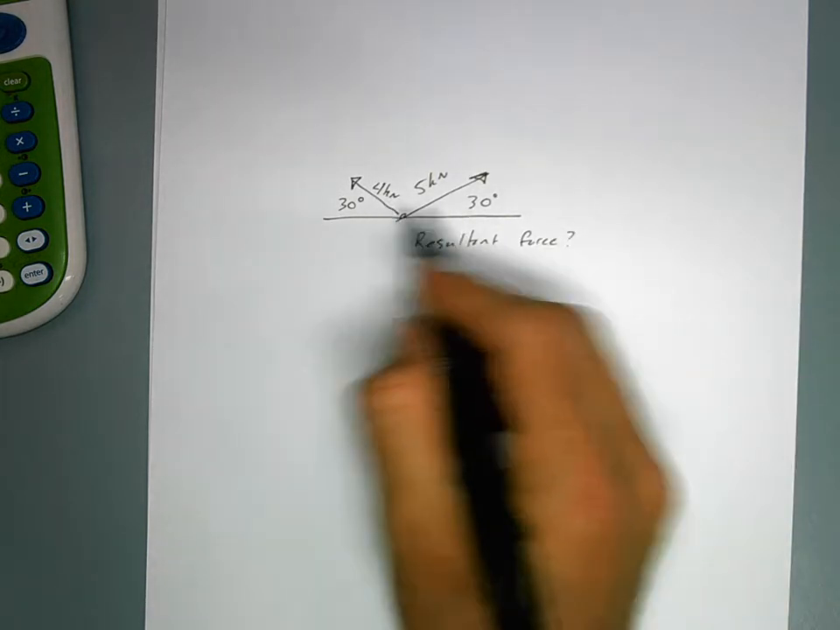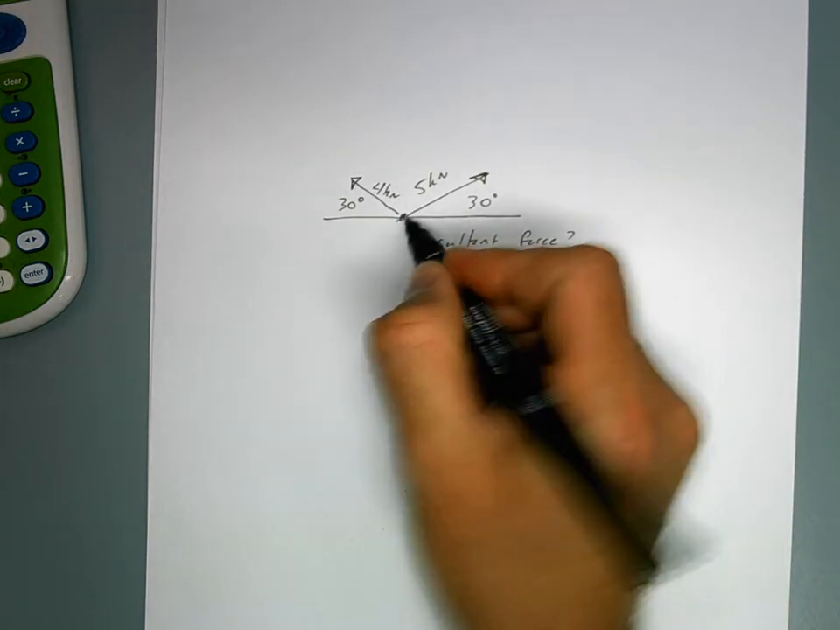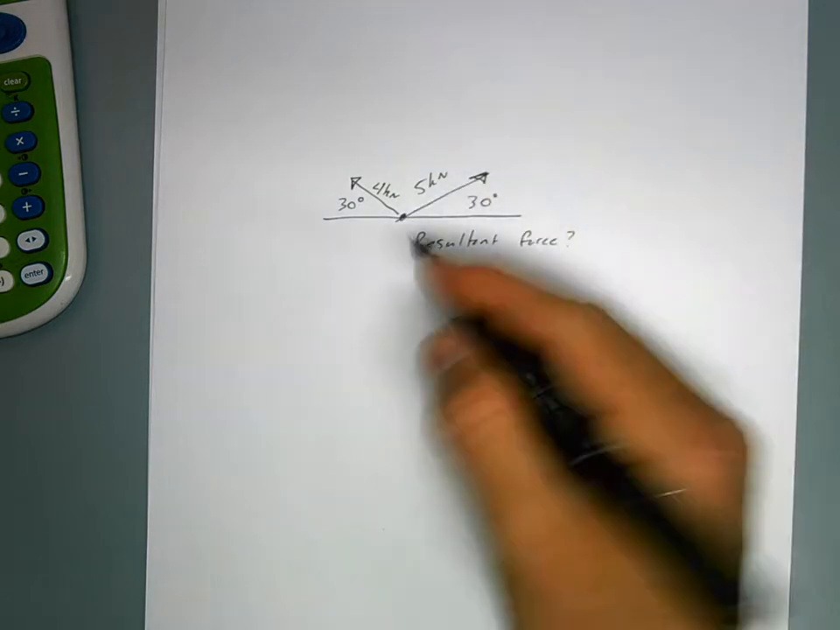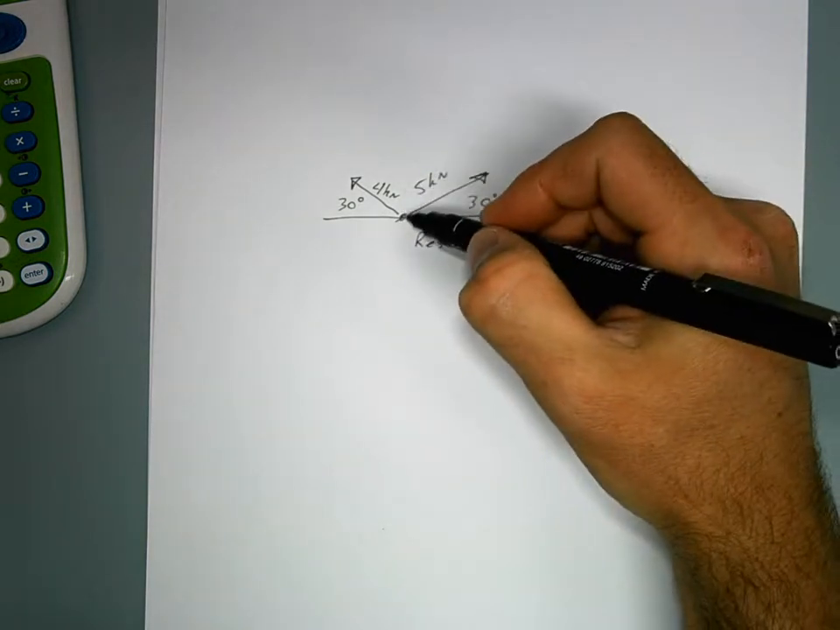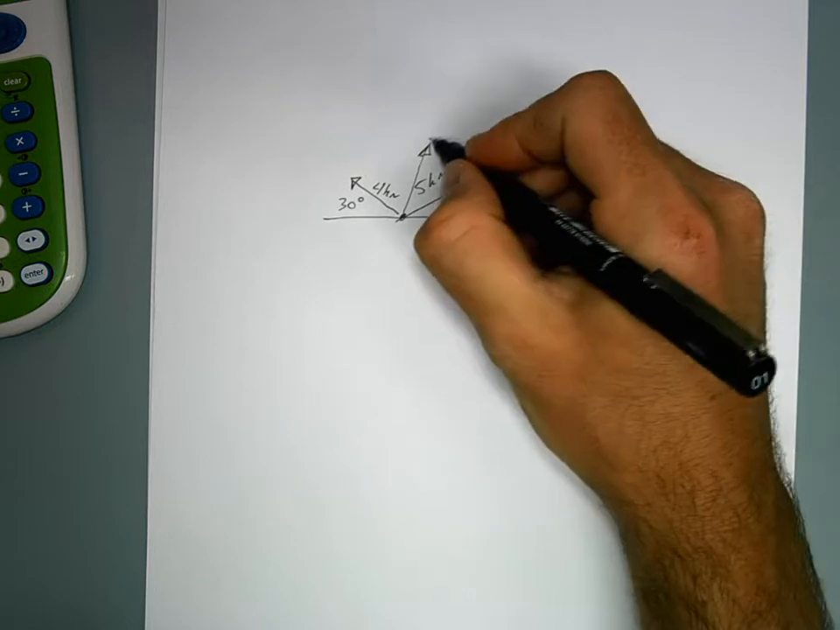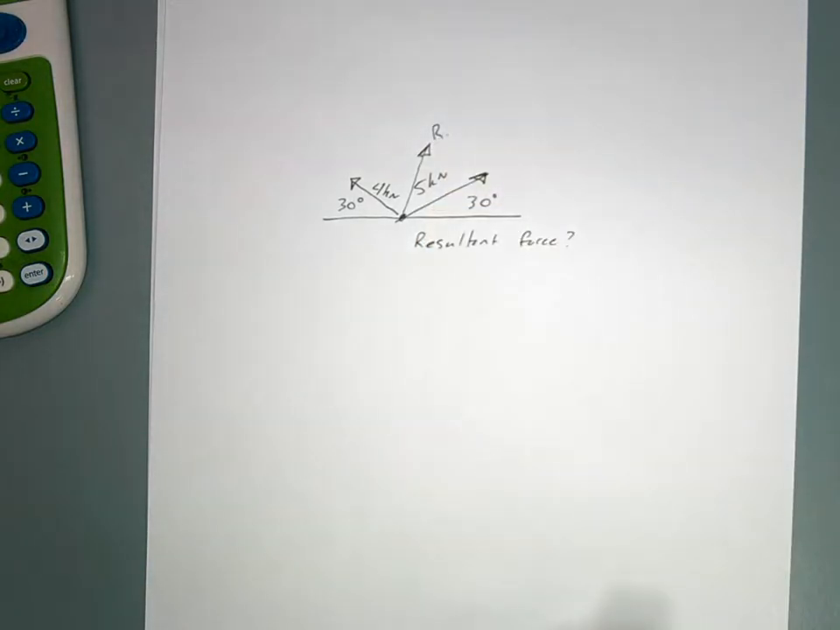So if I was to put those two forces together, what direction would it pull this little point here? Now looking at this, I would assume it would pull at something in this direction. It's probably my resultant. So let's find out.